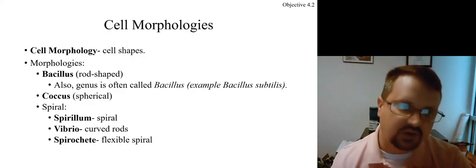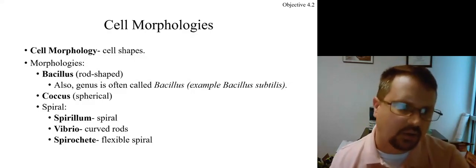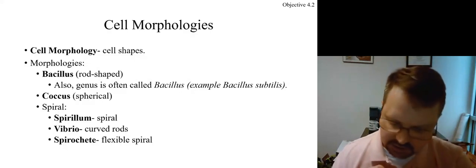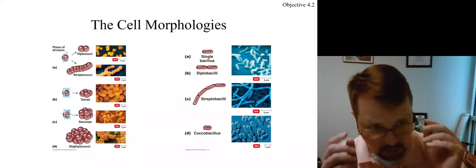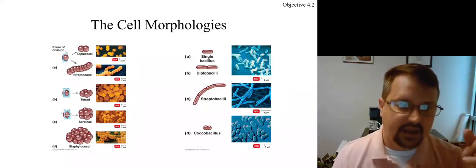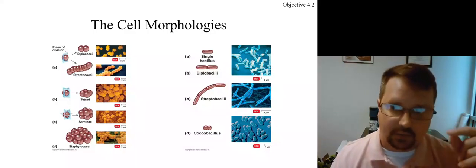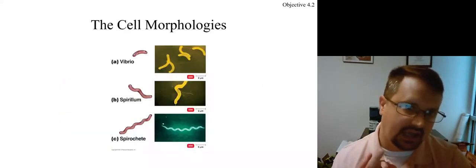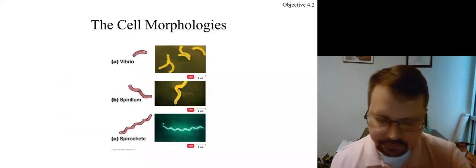Coccus is spherical. Spiral could be a spirillum. Vibrio is a curved rod, and a spirochete is a flexible spiral. Okay. So cells can be cocci, bacilli, or spirillum. Vibrio, spirillum, spirochete, for example.